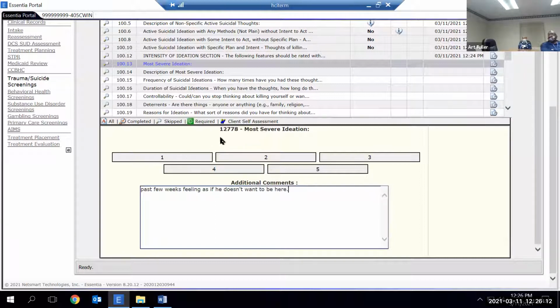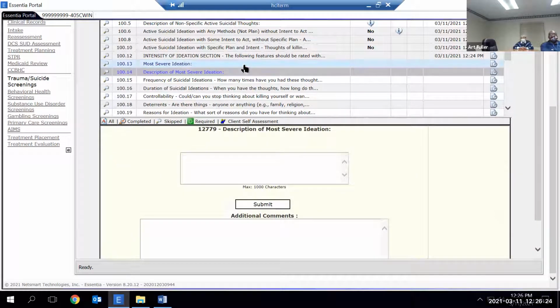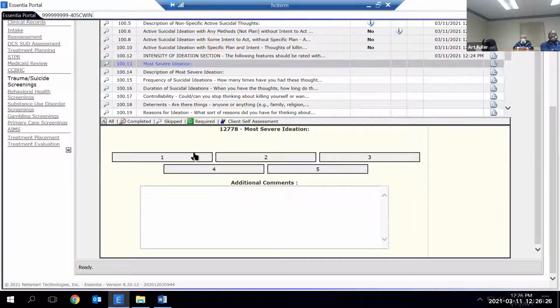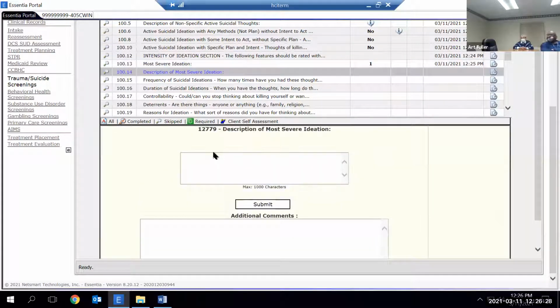So this intensity, I would actually have to, I don't know why there's not a prompt on here, is there? It's a 1. I'd have to go back and look at that, guys, to make sure I scored that right, for the 1 versus the 5. So sorry about that. And then you just continue, description of most severe ideation.